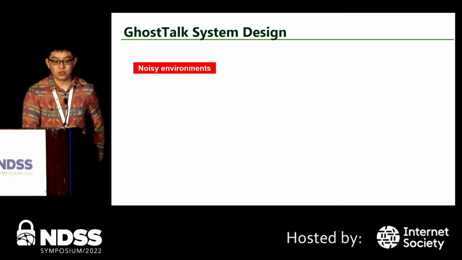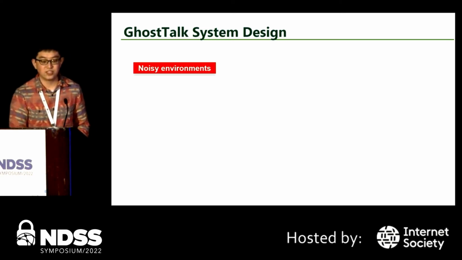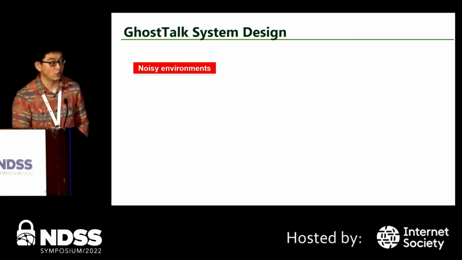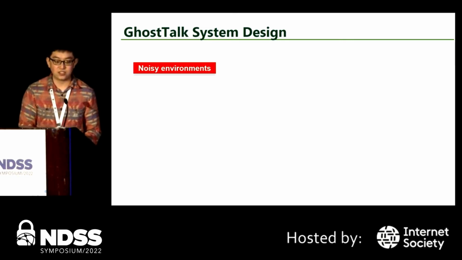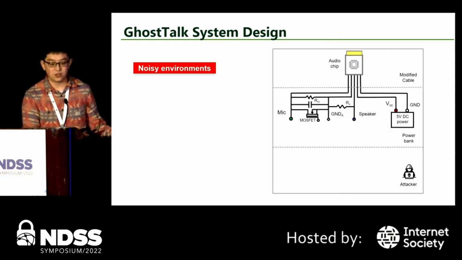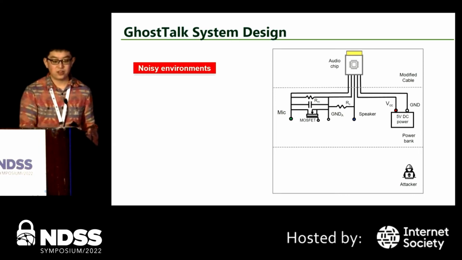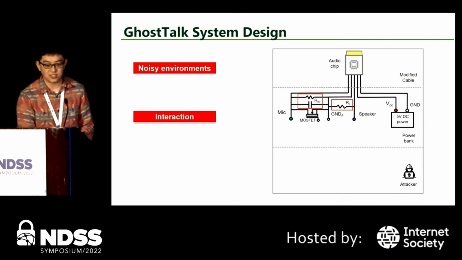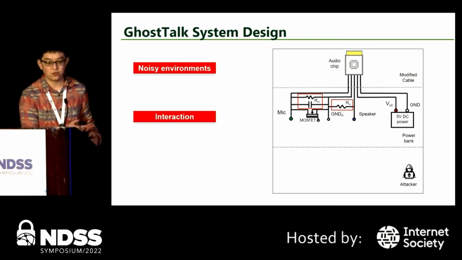Here, we give the GhostTalk attack system design. As we discussed in previous slides, there are three main challenges for existing inaudible voice commands. The first one is the robustness in noisy environments. But for GhostTalk, the signal is transmitted over the cable. Therefore, the external noise has no impact on the electric signal, and the attack can maintain high performance in noisy environments.